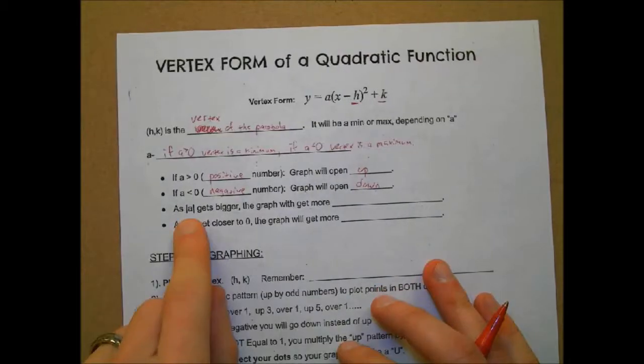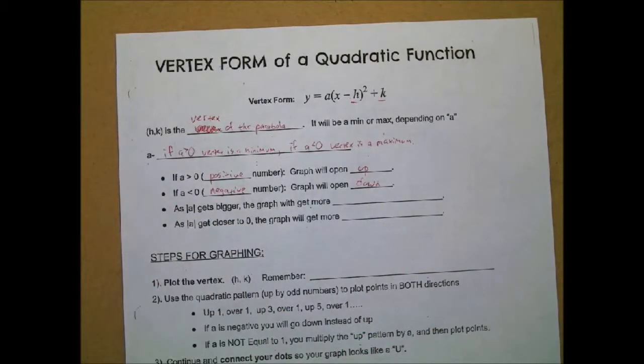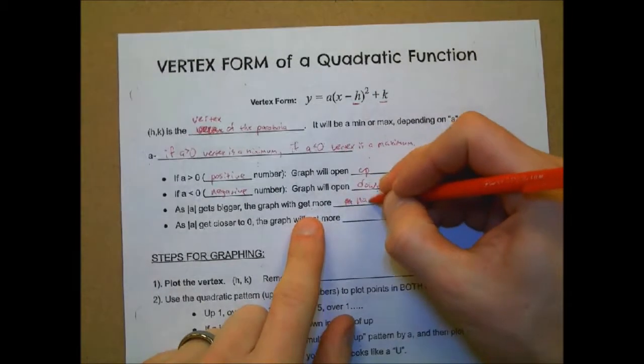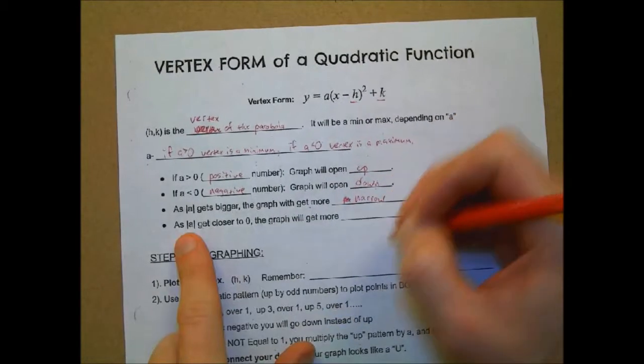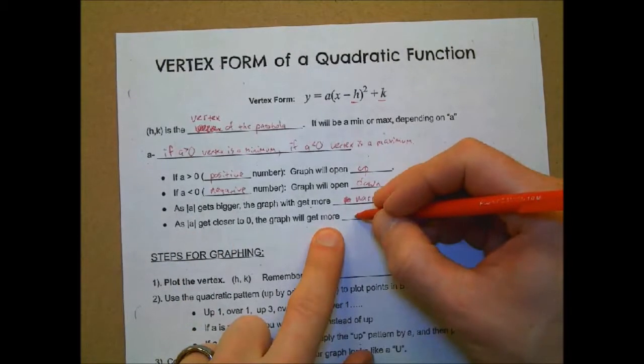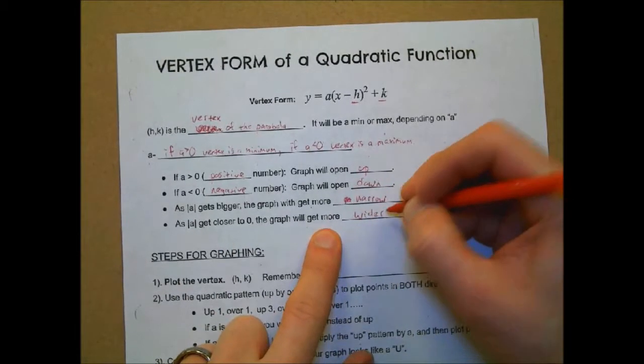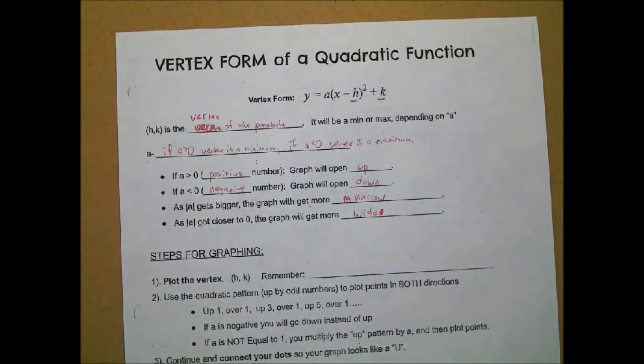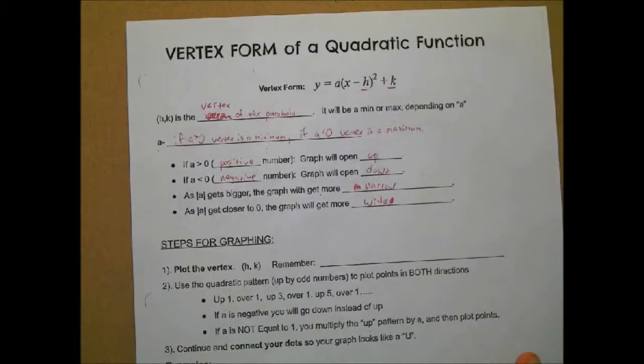As A gets bigger, what happened to our graph? Did it get more narrow or more wide? Narrow, right? So the graph will get more narrow. Whoops, I can't spell. Narrow. And as A gets closer to 0, the graph will get more wide. Okay, so that's a refresh of what we talked about before.